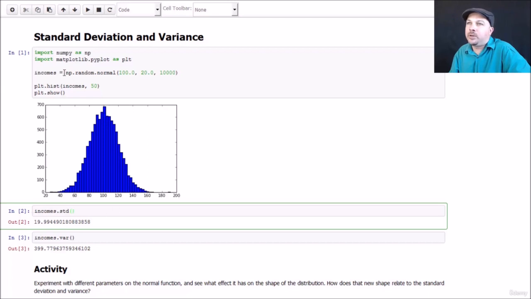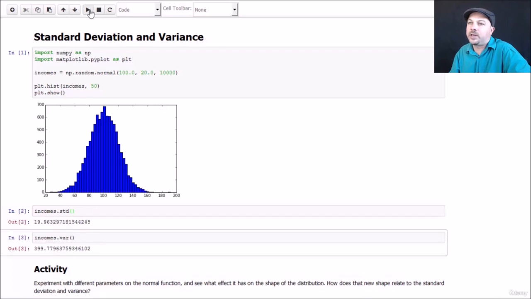So NumPy, when it creates a list, it's not just a normal Python list. It actually has some extra stuff tacked onto it. So you can actually call functions on it like std for standard deviation. And we can do that, and we should get a number pretty close to 20, because that's what we specified when we created our random data. We wanted a standard deviation of 20. Sure enough, 19.96, pretty close.